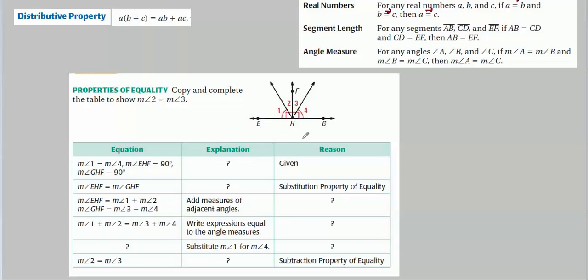Explanation and reason. Well, I'm going to give you a little tip of what's coming up. We're going to do in an upcoming section something called a 2-column proof. I've never heard of a 3-column proof. I think this is just to, again, help ease you into the idea of a proof, because reason and explanation, what's the difference between the two?